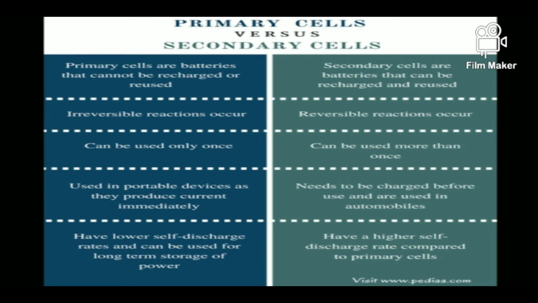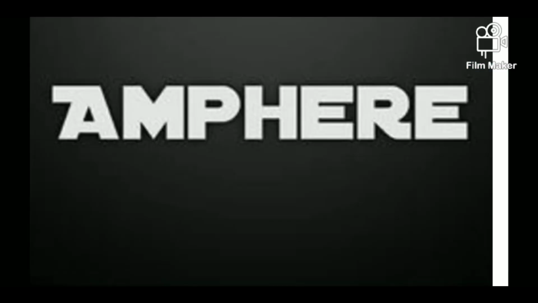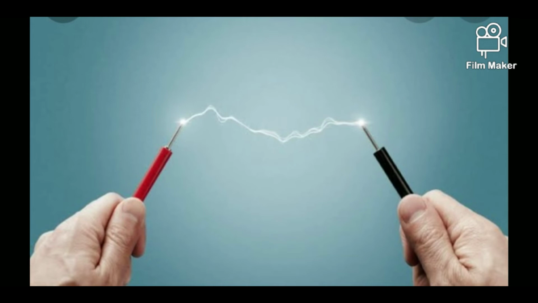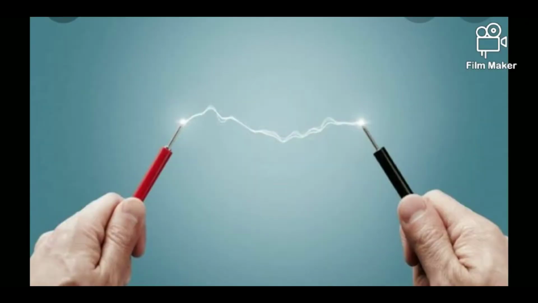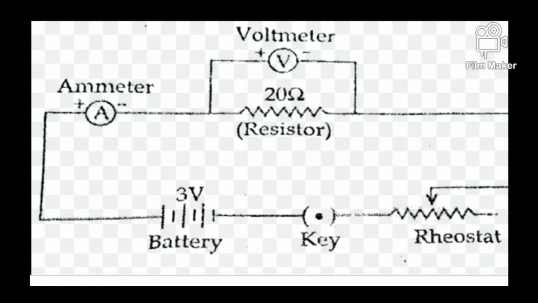Some of the differences between them are: in a primary cell the chemical reaction is irreversible, and in a secondary cell the chemical reaction is reversible. Also, a primary cell cannot be recharged, but a secondary cell can be recharged. And in the primary cell, the internal resistance is high, and in the secondary cell, the internal resistance is low. Some examples of primary cells are simple voltaic cell, Daniell cell, dry cell, etc. And examples of secondary cells are lead acid accumulators, NiFe or alkali accumulators, etc.